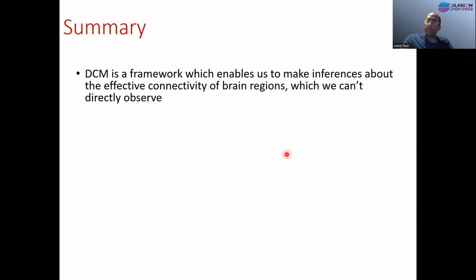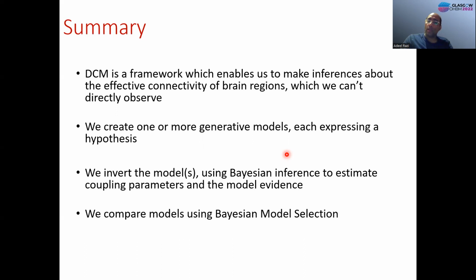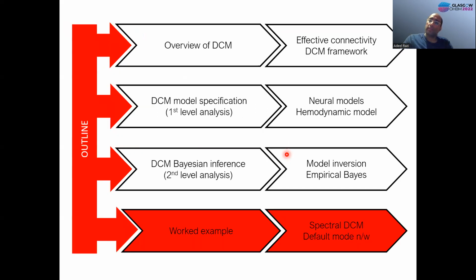So if I quickly summarize, DCM is a framework which enables us to make inference about the effective connectivity of brain regions, and the important point is that effective connectivity can't be directly observed. We can only infer this using a generative model. Usually what we do is embody each of our hypotheses in a generative model, which we can then invert and compare. And this takes us to what we call Bayesian model comparison, or Bayesian model selection. So this is the last part of our talk.